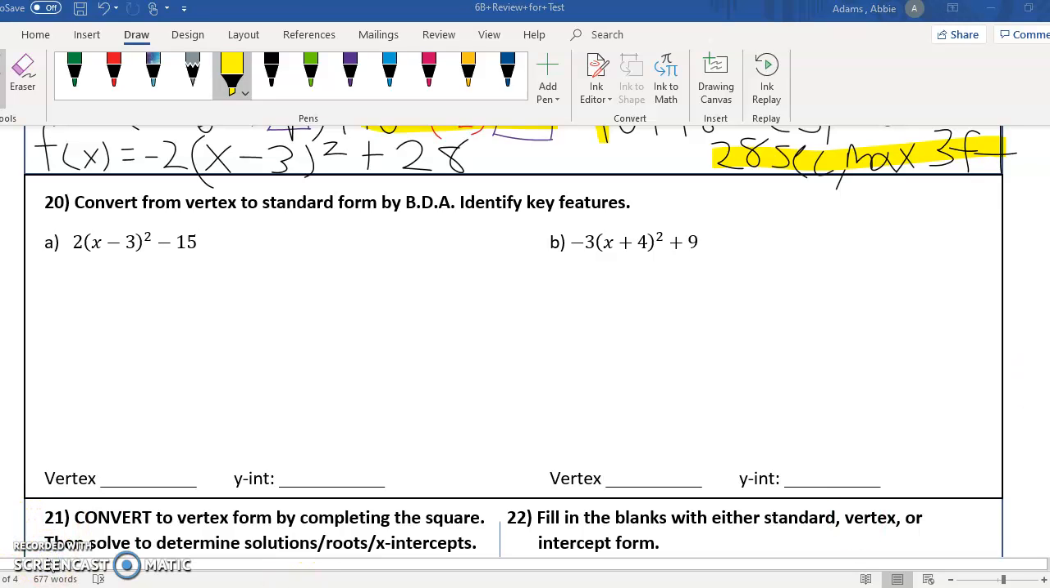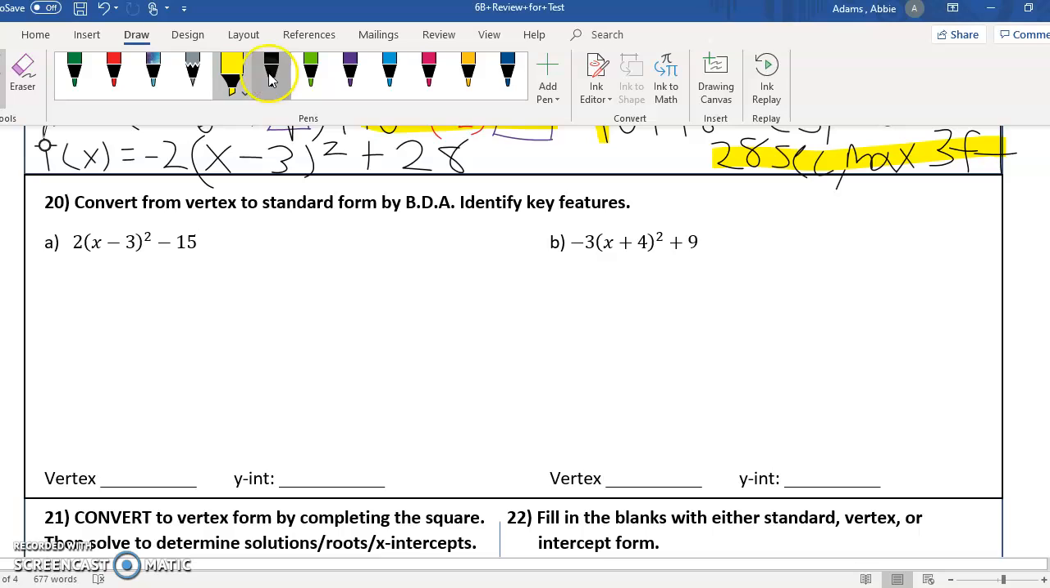So if you remember, BDA is box, distribute, add. So let's look at these. We are going to box our squared terms, we're then going to distribute whatever coefficient is outside of the parentheses, and then we're going to combine like terms, or add our like terms at the end. So these are going to be your constants at the end. This gets us from vertex form to standard form.